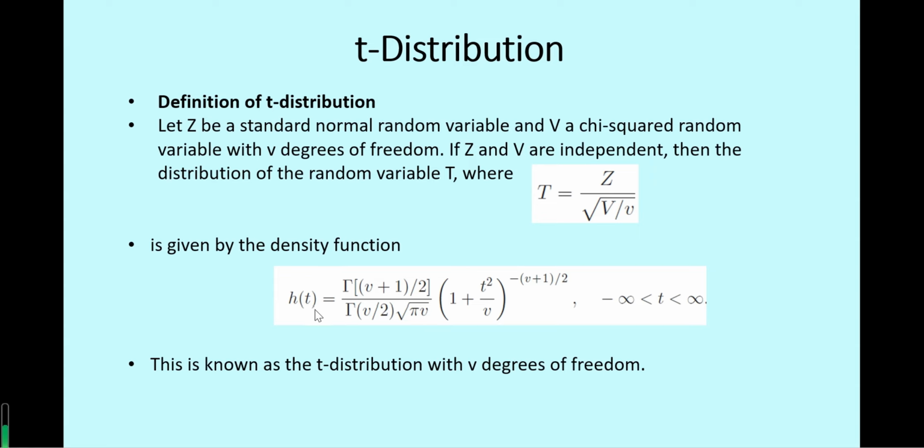And the t-distribution has the density form: a factor times 1 plus t squared divided by the degrees of freedom, raised to a negative power of half of the degrees of freedom plus 1. The factor is a division of gamma functions, so the numerator and denominator both are gamma functions. And the t-distribution variable ranges from negative infinity to positive infinity.